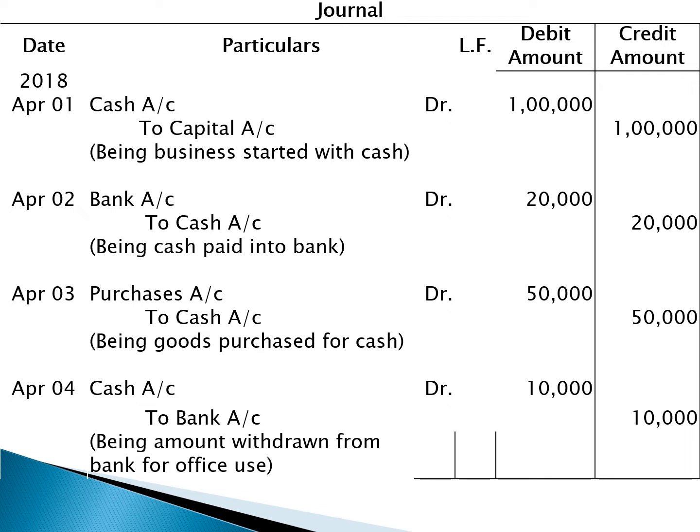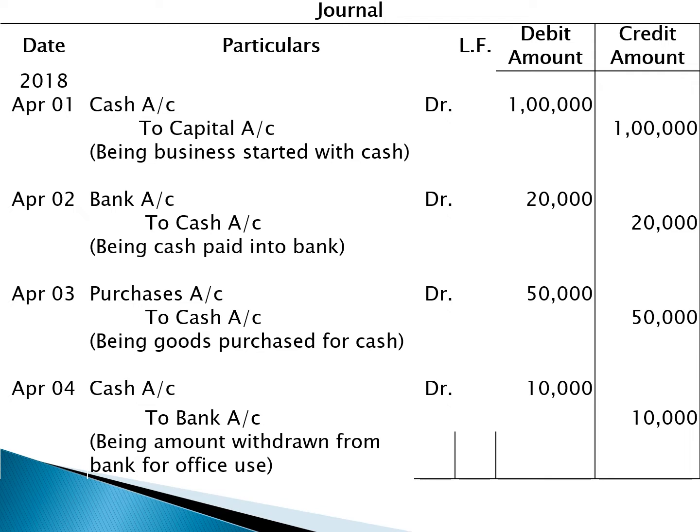In the third line, narration should be written. Narration should begin with the word "Being" and it should be written within brackets. Being business started with cash. In the LF column, you don't need anything because we do not know the page number of the ledger here. In the debit amount and credit amount columns, the same amount, that is 1 lakh, should be entered.